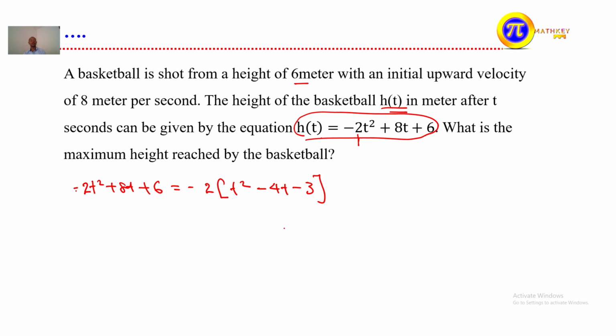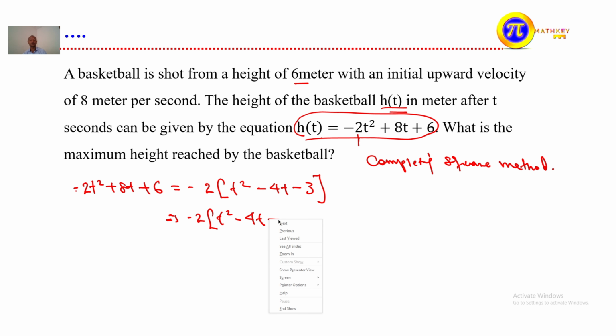After that, we have to apply the completing the square method to find the vertex. The vertex is the turning point that we want to find. Here we have negative 2 into t squared minus 4t minus 3. Half of negative 4 is negative 2. Square it, negative 2 squared, that is plus 4, and minus the same number.